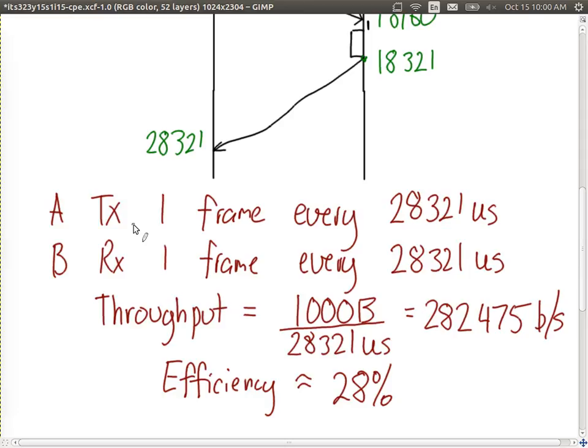Then we'd have a different scenario. We'd need to consider what happens if there's an error. So far, we're considering there are no errors in the link. Everything transmitted is received. So that's why they're the same here.